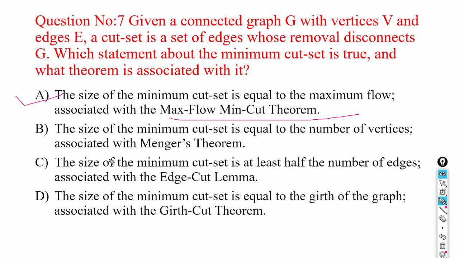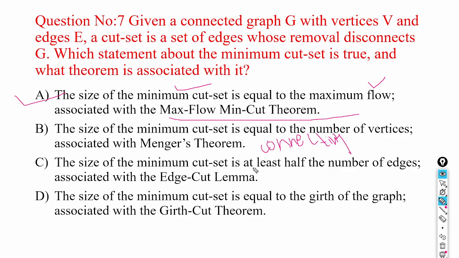Okay, so why is the second option incorrect? It is Menger's theorem. It discusses connectivity. It is not discussing flow or the minimum cut set. Menger's theorem is discussing connectivity.